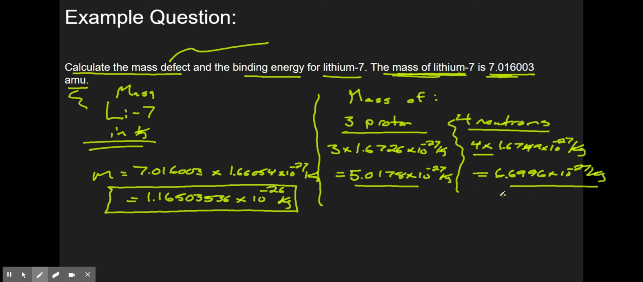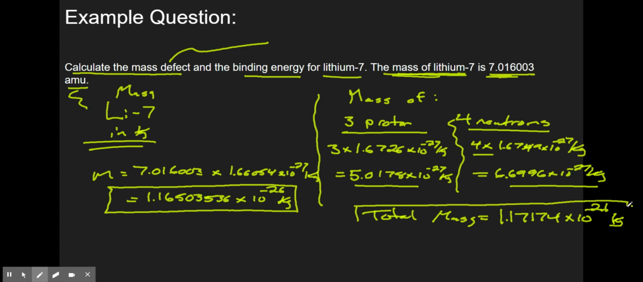Because they're so precise. So the total mass of lithium-7 would be these two values added together. I believe it is 1.17174 times 10 to the minus 26 kilograms. So this is my total mass of my parts of my nucleus. So this is the mass of the parts.